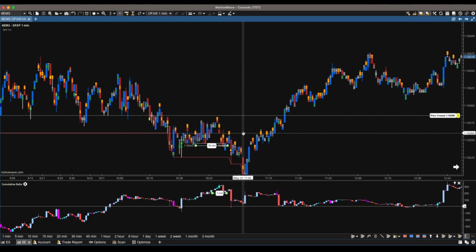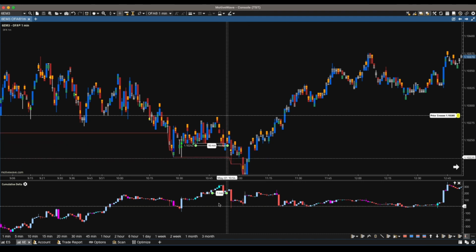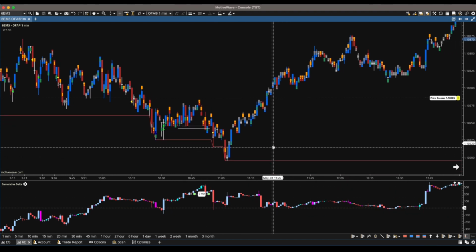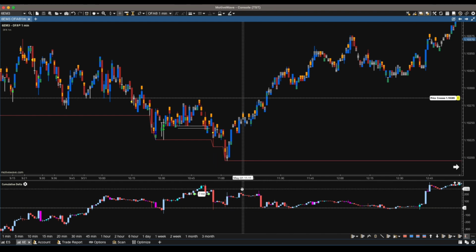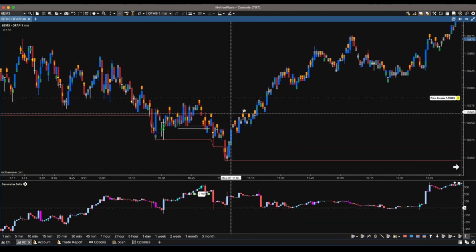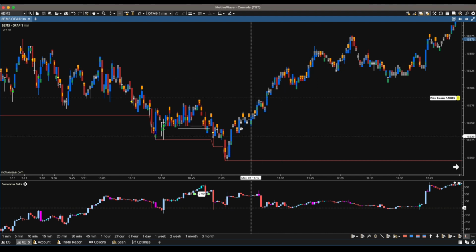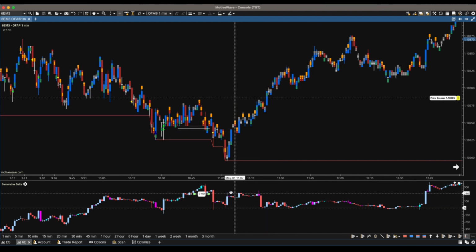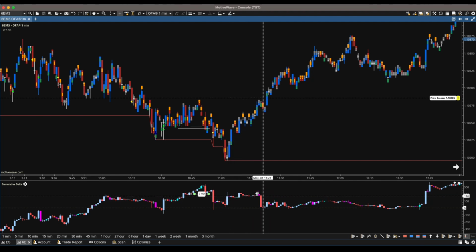If there is a clear break of structure in the price, not also followed by the CDV, it means there is basically no agreement between the CDV and the price. Like here, we have structure that has been broken, one after another, but this is not the same thing on CDV, which is going down. So we have no agreement between cumulative delta volume and the price.